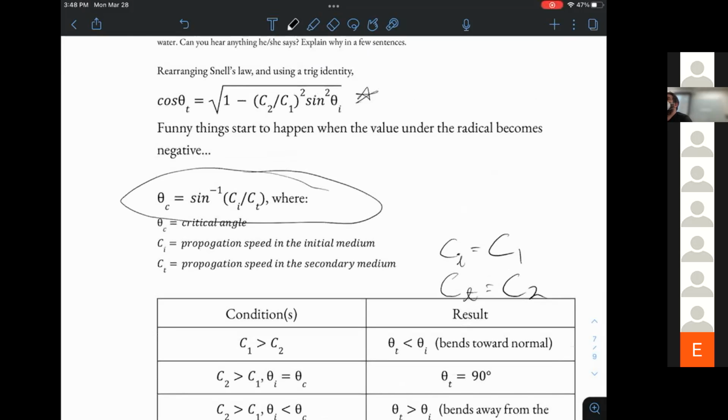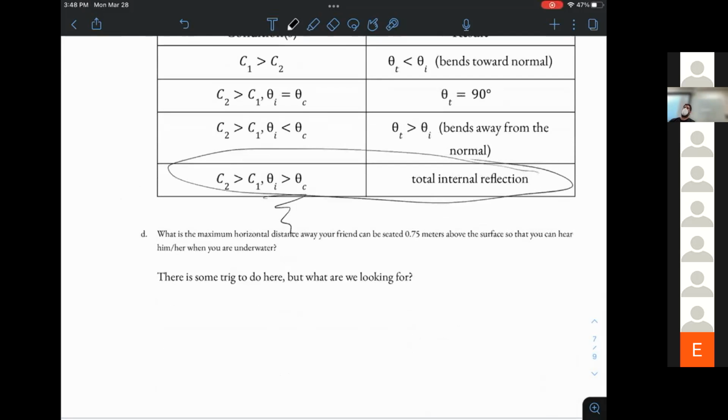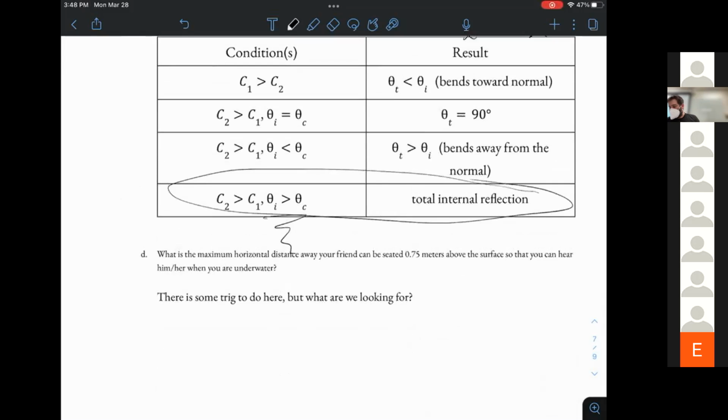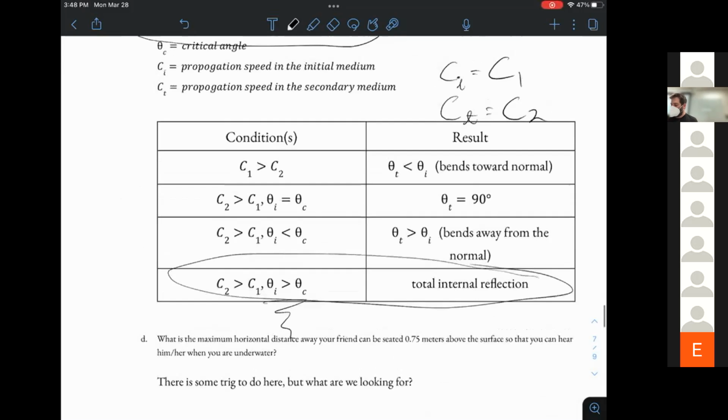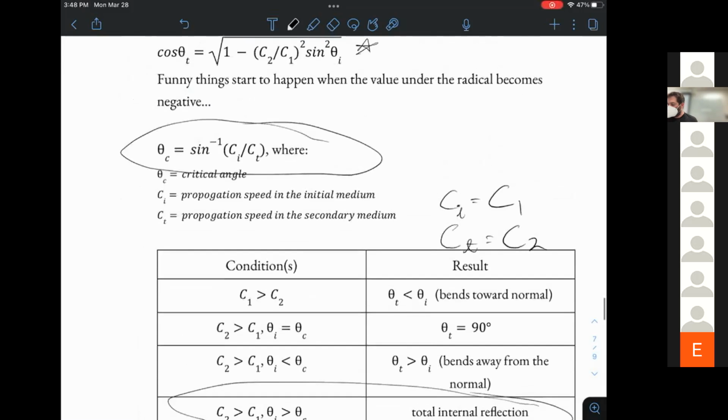Oh, wait, yeah, I just read. We just have to do trig to find out what the angle is. I gave you a lot of information, but what you care about is theta I and how it relates to the critical angle, right? That's what's going to determine things here. You're not going to affect C2 or C1. That's fixed.